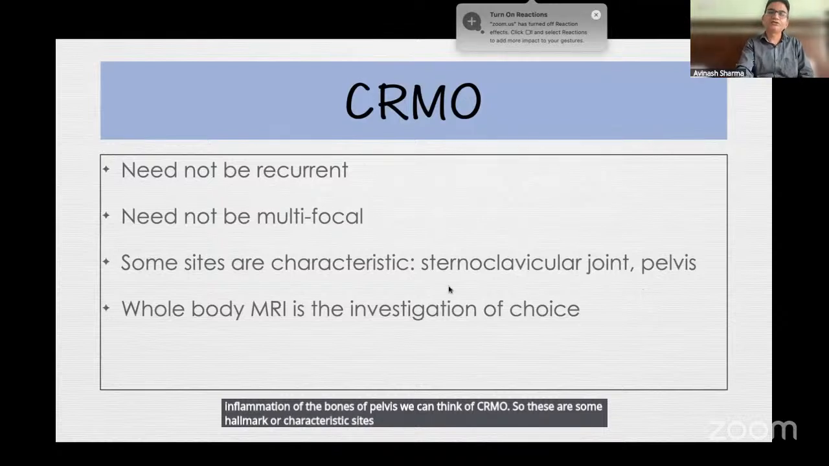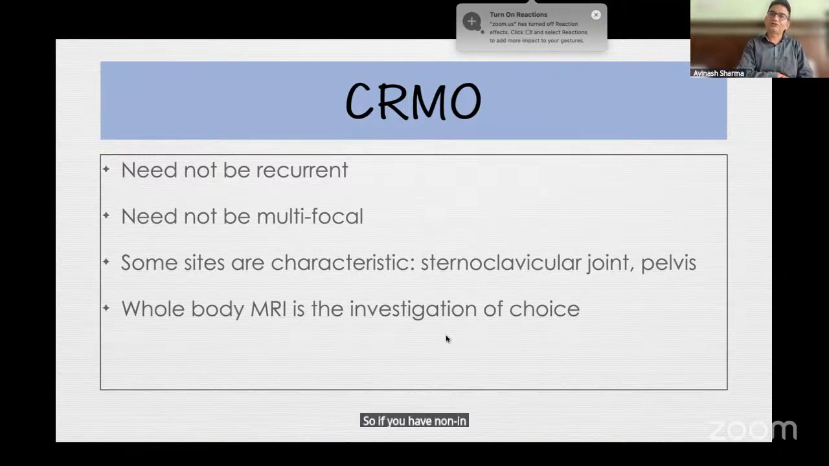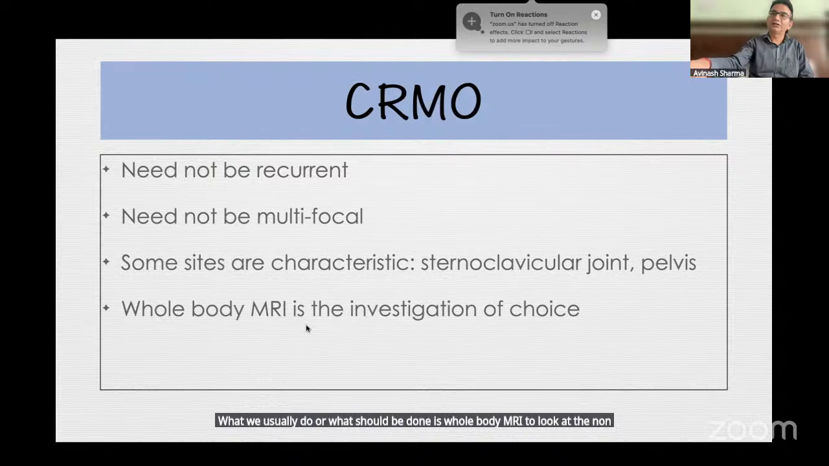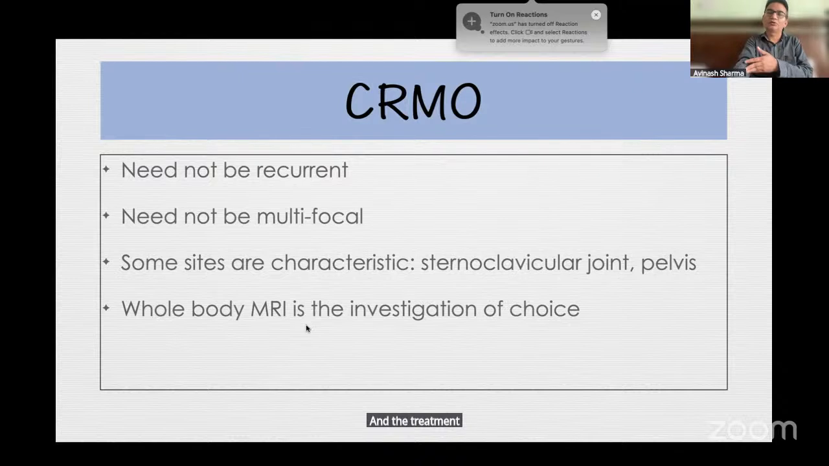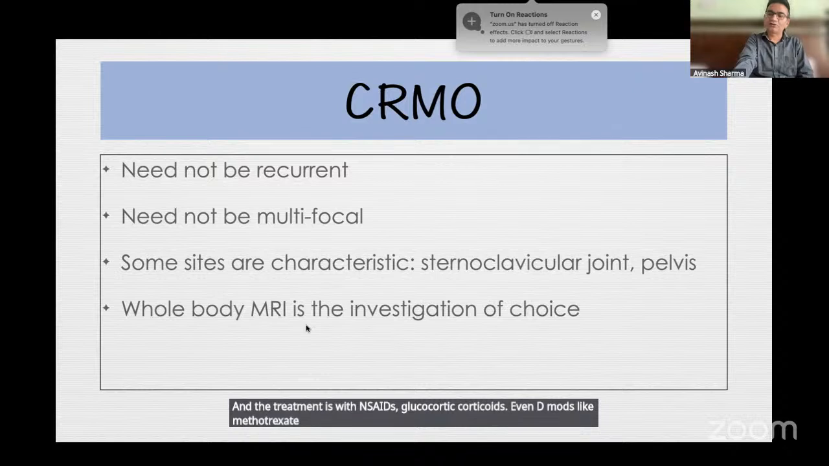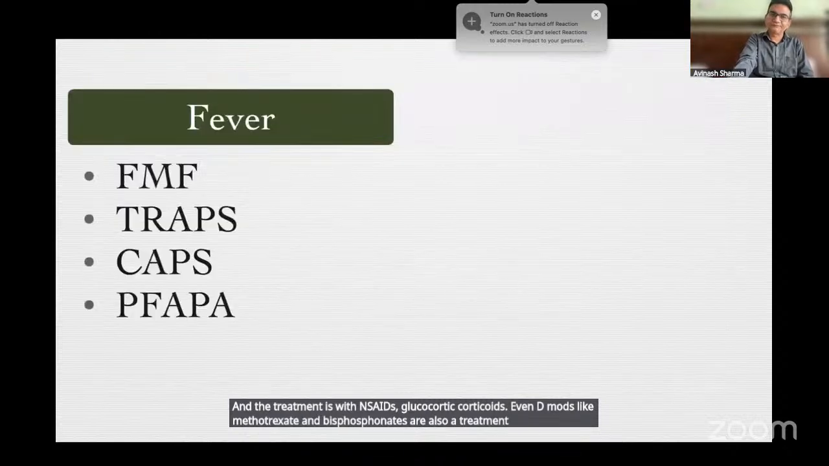And we can also get what is known as whole body MRI, which is the investigation of choice. So if you have non-infective osteitis or inflammation of bone at one site, what we usually do, or what should be done, is whole body MRI to look at the clinical involvement of other parts of the skeletal system. If more than one part is involved, that is when you make the diagnosis of CRMO. And the treatment is with NSAIDs, glucocorticoids, even DMARDs like methotrexate, and bisphosphonates are also a treatment option for this.